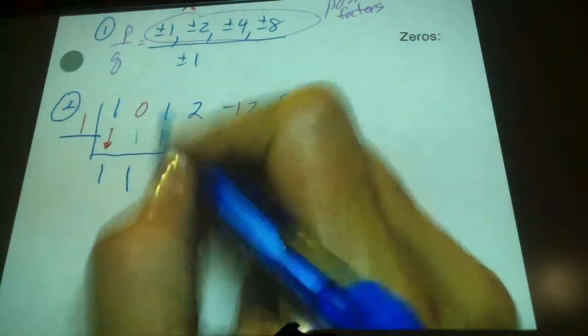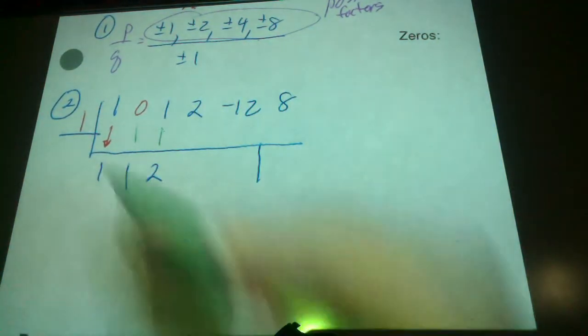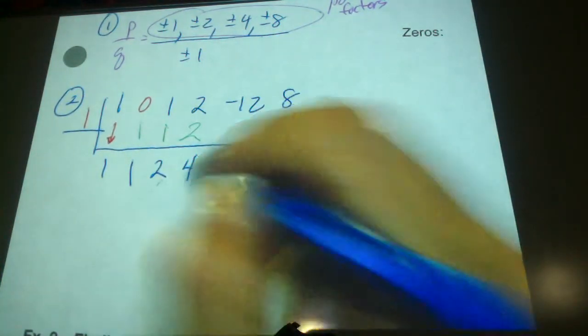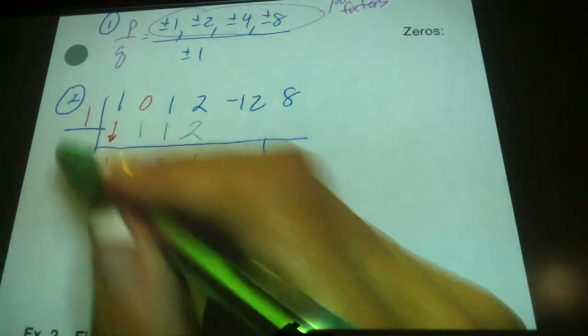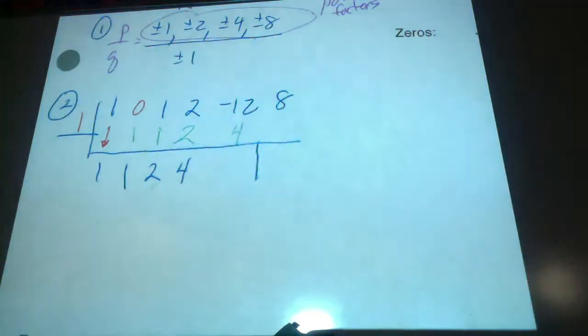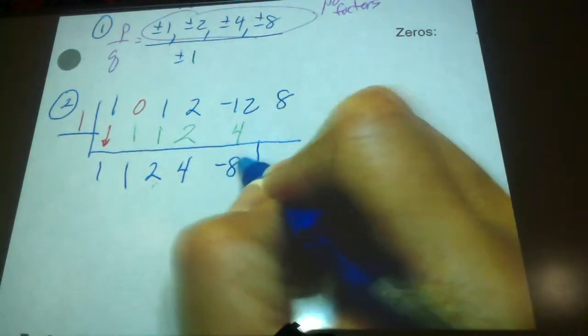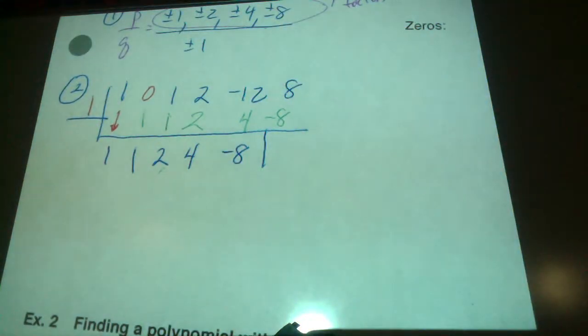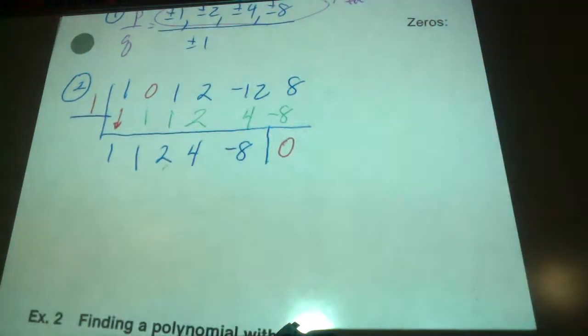Add down, I get 2. 1 times 2 is 2. Add down, I get 4. 1 times 4 is 4. Add down, I get -8. 1 times -8 is -8. Yippee skippy, I get 0.